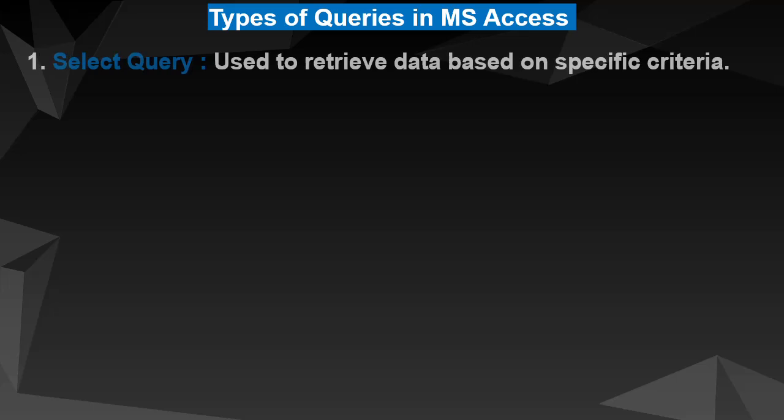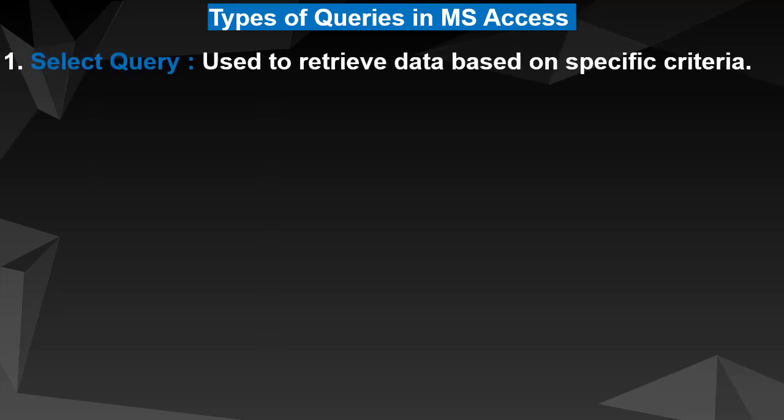First one is select query. This is the most common type of query. This is used to retrieve data based on specific criteria. For example, show all sales made by a particular customer, or products that are low in stock.